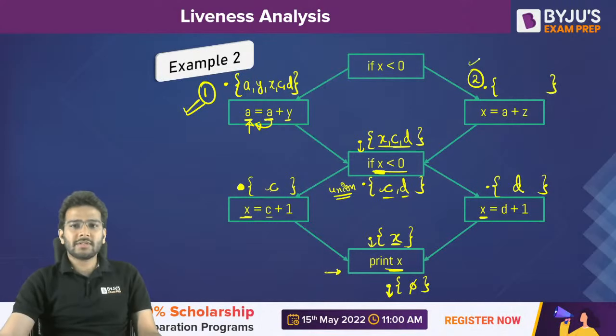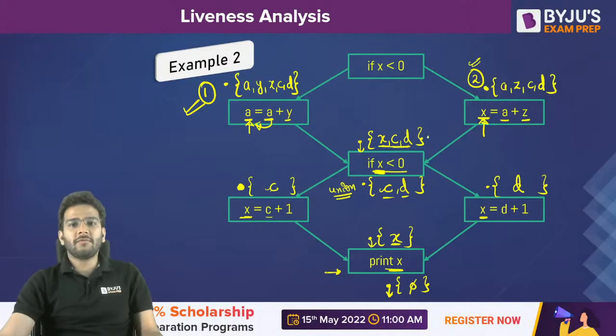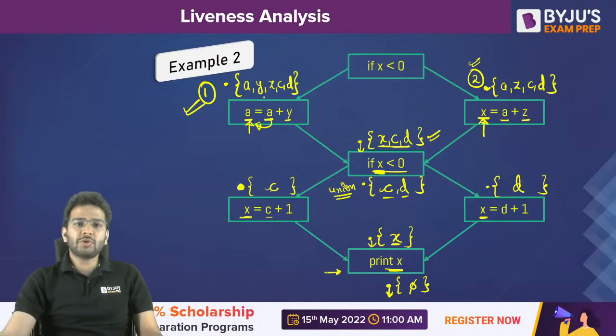What about this one? Second point. If you see here, X, C, D we are getting, but we are writing into X. So X cannot be your live variable at the second point, right? So we are going to just write A and Z, because we are reading the value of A and Z. Apart from that, C and D will also be there because we are also reading it from below. So A, Z, C, D will be the live variables at the second point. At the first point, we are going to have A, Y, X, C, and D.